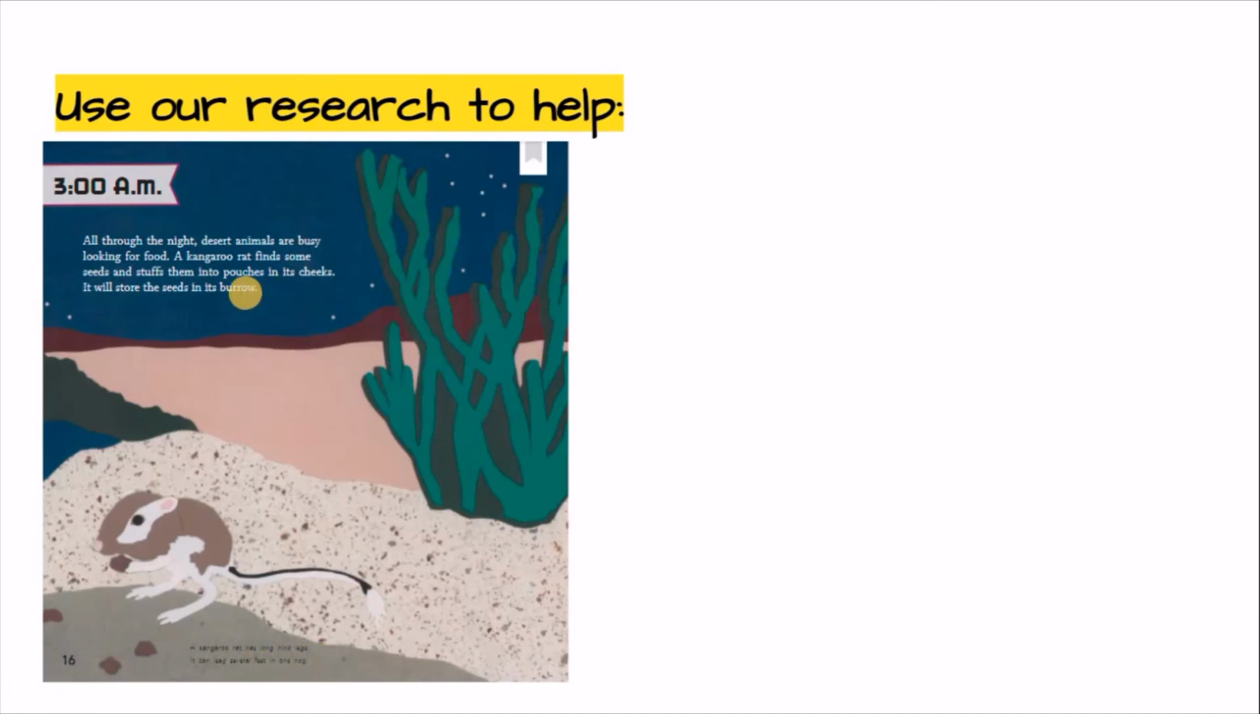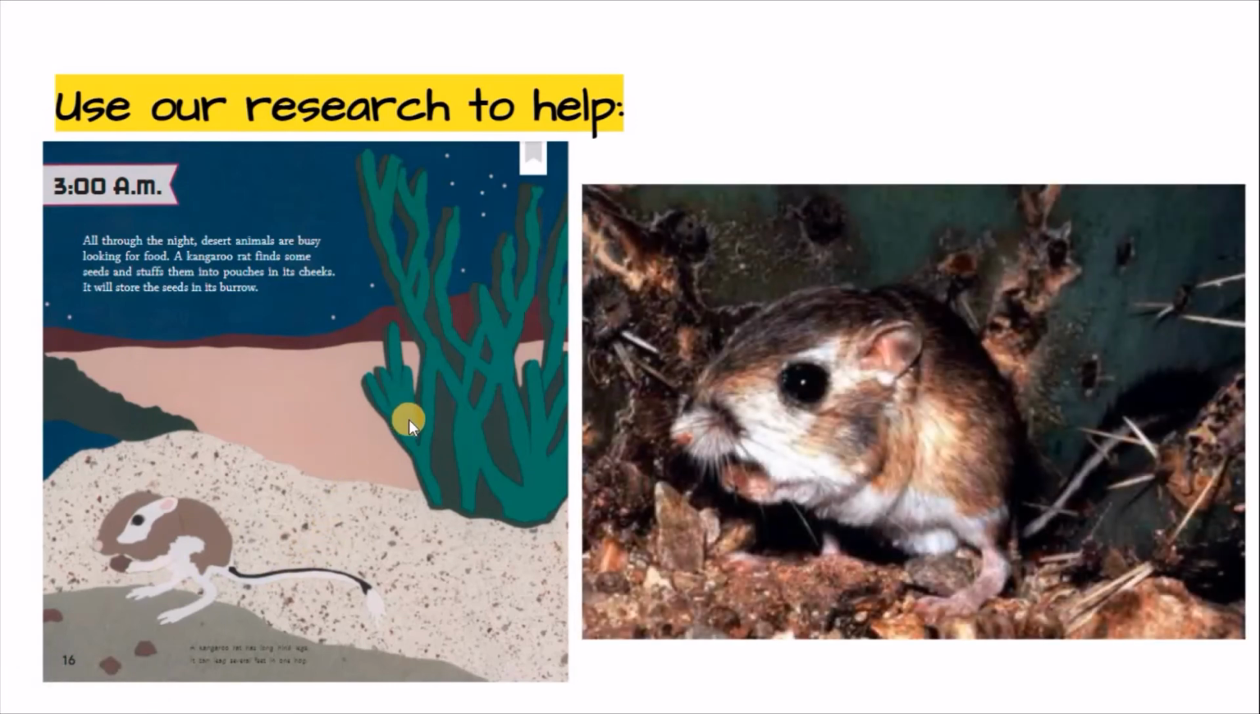So again, talking about the burrow, coming out at night, finding food, and here's a photograph of a real kangaroo rat to help you out. And you can see here, it's using its little paws to stuff the seeds into its cheeks. And behind it looks like a cactus. I can see the spine sticking out here. So pause the video here to draw your diagram, and you can use these images to help you out. When you're done with your diagram, click play.